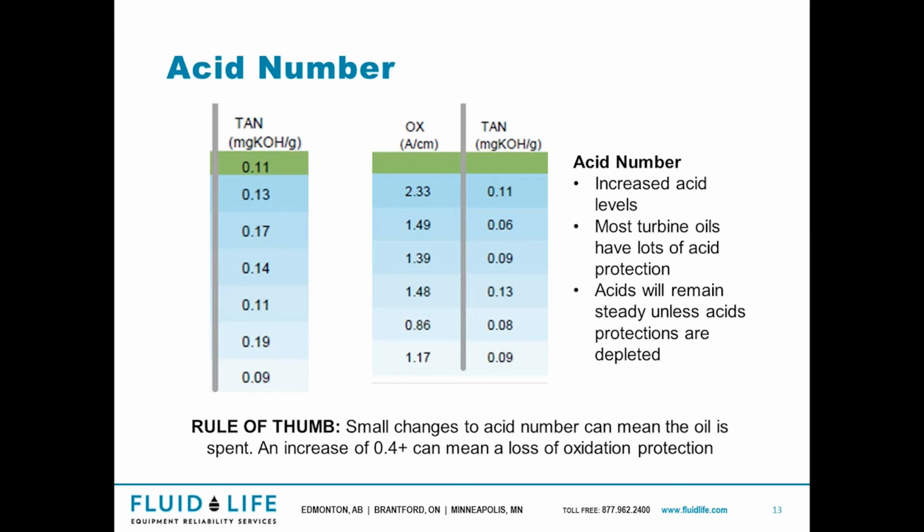So small changes in the acid number can mean the oil is spent. An increase of 0.4 or more can mean a loss of oxidation protection. So if you suddenly see it go from 0.06 to 0.3, that is a big red flag that you need to start doing something to your oil, and you need to make a decision on changing or remediating that oil immediately.